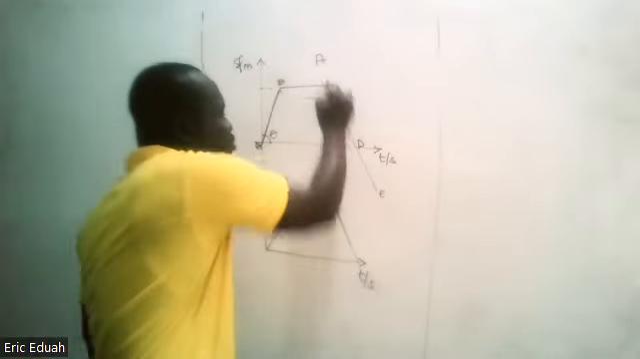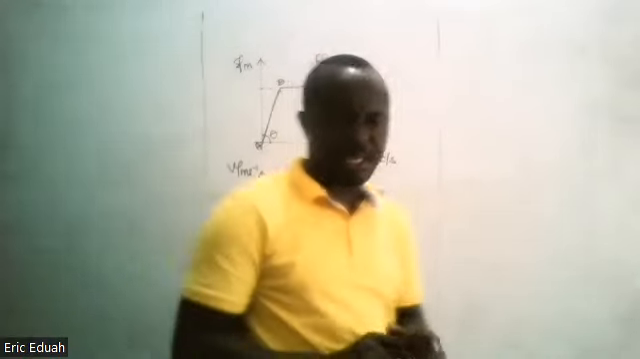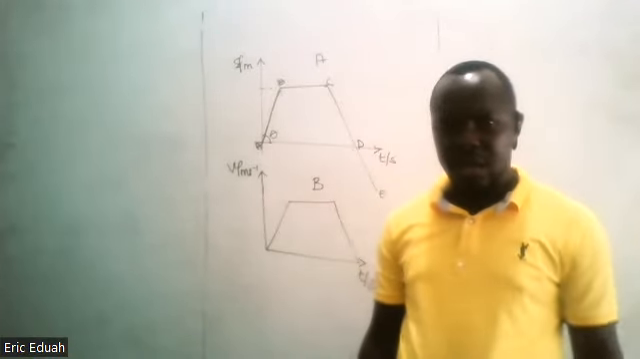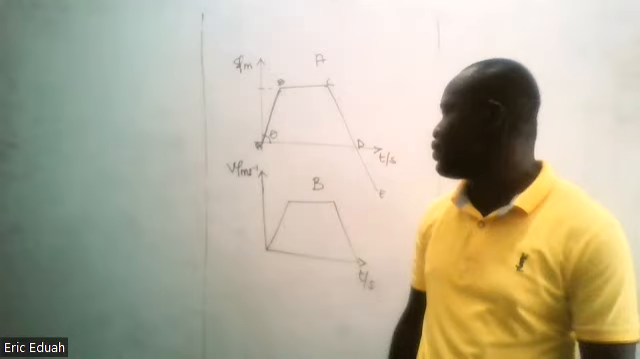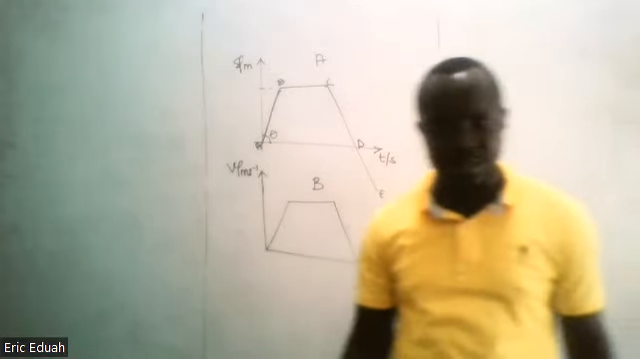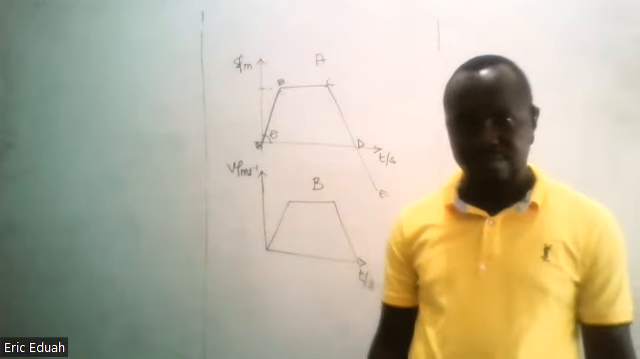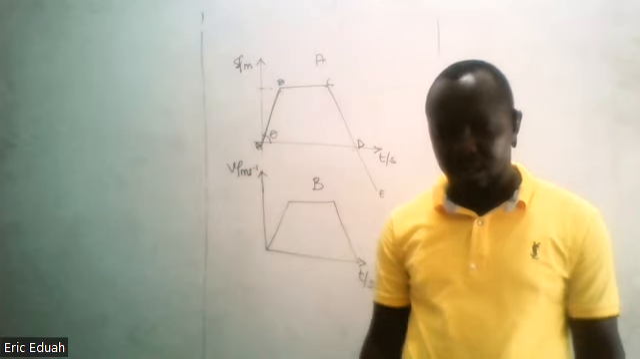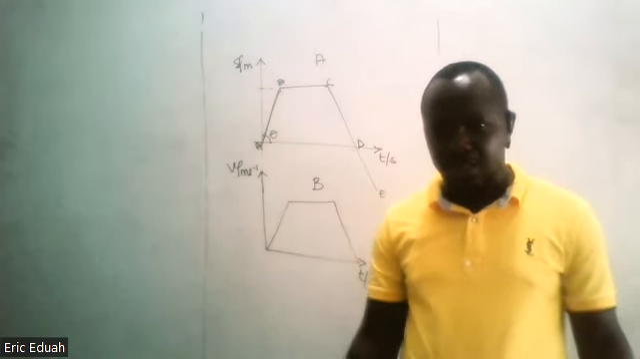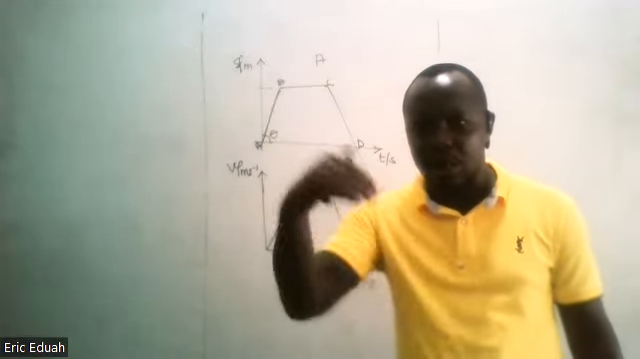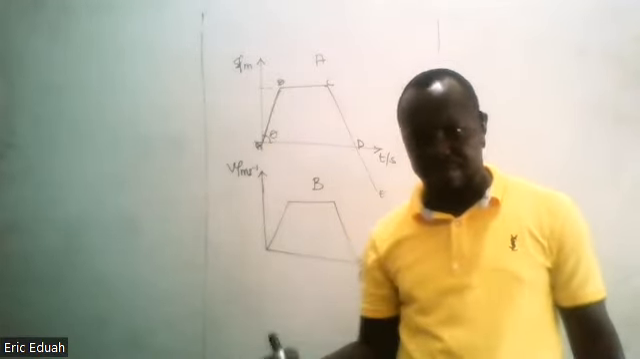Then from C to D, what happens? Okay, from B to C, C to D, what happens? The displacement of the body decreases within equal time interval. Exactly. The body's displacement decreases within equal intervals of time.